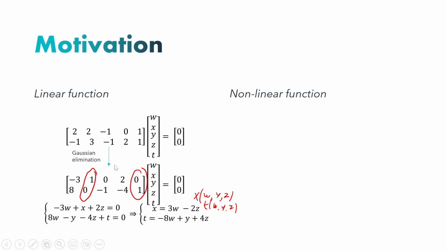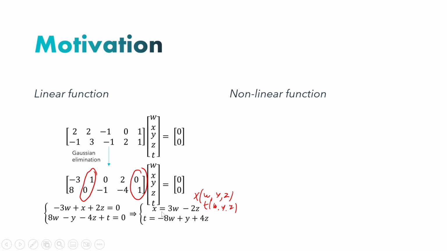Each column corresponds to a variable. So here's the second column and the fifth column, corresponding to the second and fifth variables, x and t. Because of that identity matrix in the second and fifth columns, that's what allows us to solve specifically for x and for t.